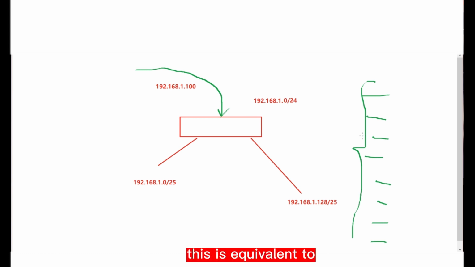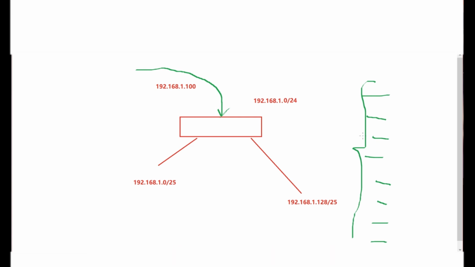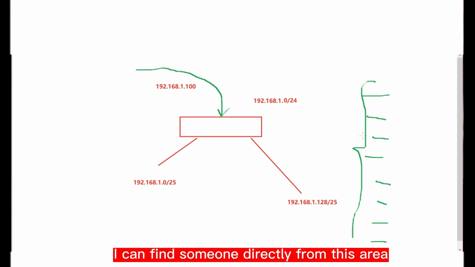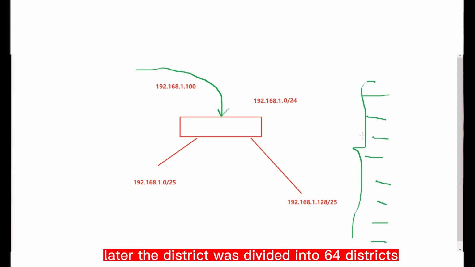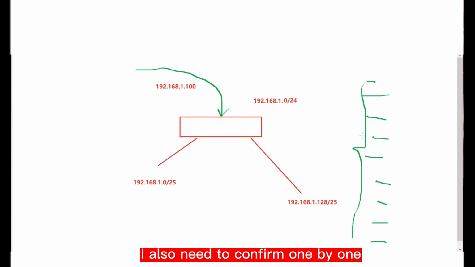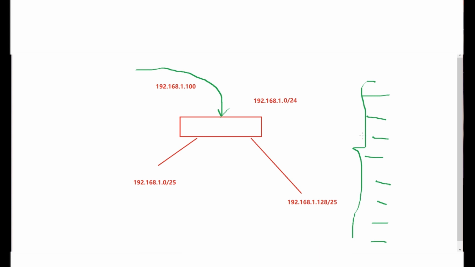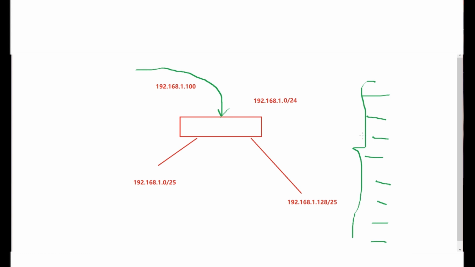This is equivalent to originally going into a neighborhood to find someone. This area is divided into two parts. I can find someone directly from this area: either go left or go right. Later, divided into A-B buildings. The district was divided into 64 districts. Then I'm looking for someone and I also need to confirm one by one. But if everyone checks, it will be slower. I might as well decide whether to go left or right, after entering, a more accurate tour.